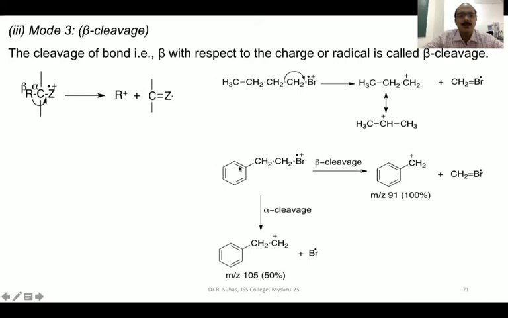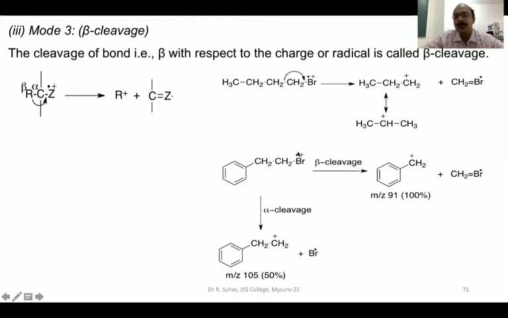In a nutshell, if you want to show both alpha and beta cleavage, we will consider the case of this compound. Here, this is bromine. So this is the heteroatom. We will first consider the alpha cleavage. In the case of alpha cleavage, the alpha bond should be cleaved off. It is homolytic. One radical will be going here, and another radical will be going here, and it becomes benzene ring CH2CH2 plus and bromine radical, whose m/z will be 105 and 50% will be the intensity of this peak.